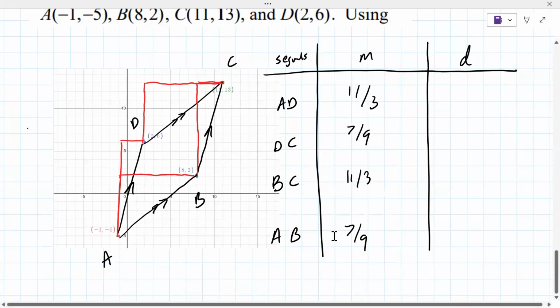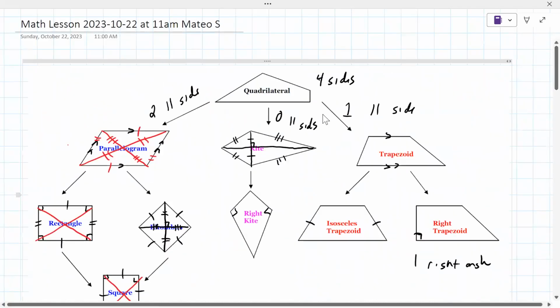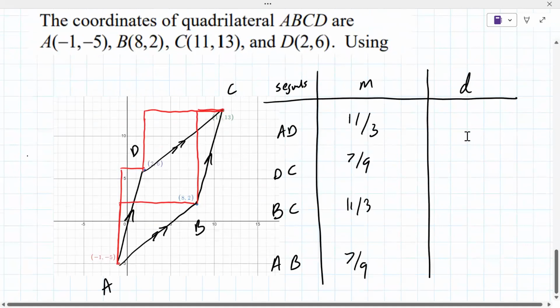But if we go back up, don't make the mistake of thinking everything is a parallelogram. Everything's a quadrilateral. It could be a rectangle, a rhombus, or a square. We don't know yet. So we're going to find out. We've got to find the distance between all of them. So you're going to use these slopes here. Do not simplify the slopes to find the distance. You do need to simplify the slopes for M, maybe, but for the distance, you won't use those values.